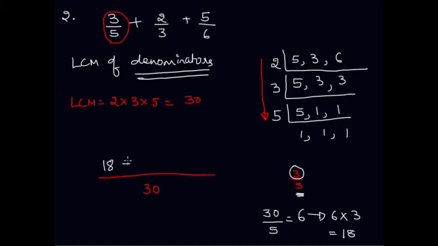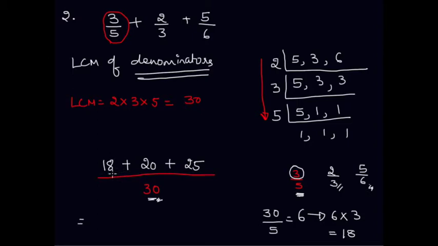18 plus, let's do the same for 2 by 3. So 2 by 3 would mean we now divide 30 by 3. 30 by 3 is 10. 10 times 2, because 2 is the numerator of the fraction we are considering, it's 20, plus, same with 5 by 6. So 30 divided by 6 is 5. 5 times 5 is 25.